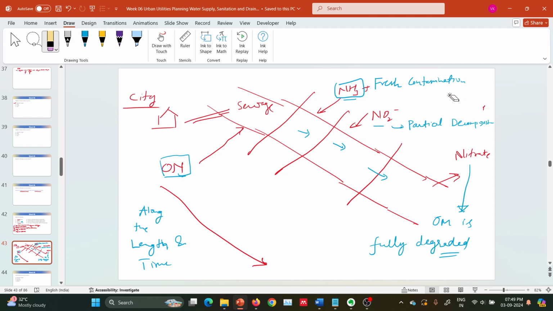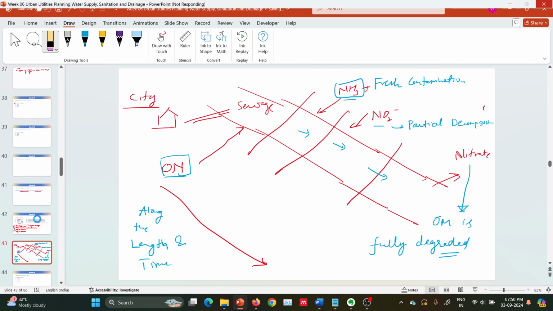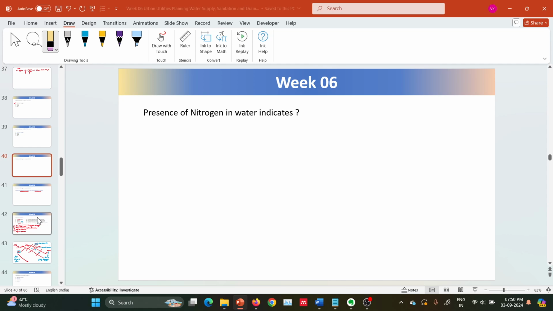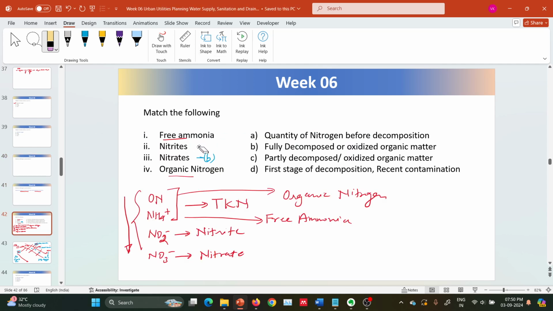Now I think it is clear. Free ammonia will indicate first stage of decomposition, recent contamination, that is D. Nitrites will indicate partly decomposed, oxidized organic matter, that is C. And organic nitrogen will tell the quantity of nitrogen before decomposition, that is A.